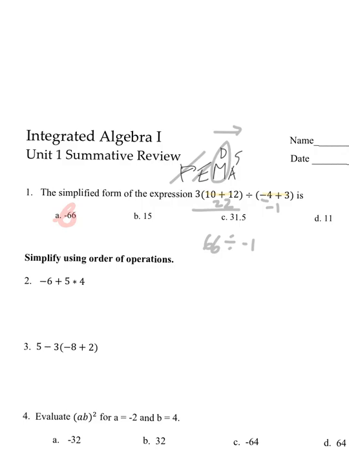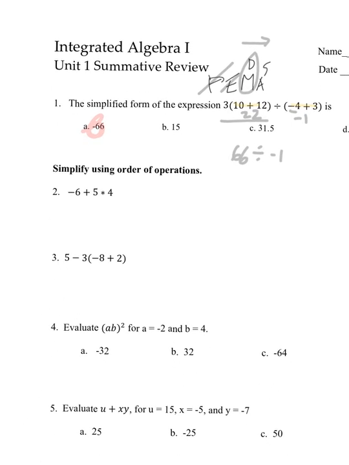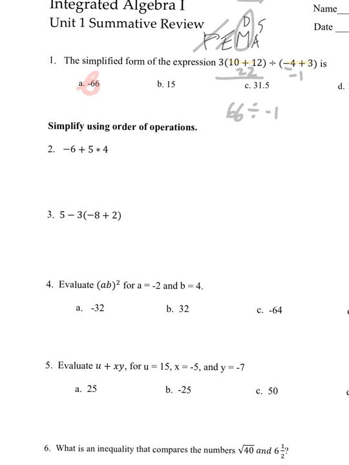We move on. Number 2. Pretty straightforward here. There's no parentheses, no exponents. So I need to do this multiplication part first. 20. Then I start talking about negative 6 plus 20. It's going to give me an answer of 14. You try number 3 and see if you get the same thing as me.